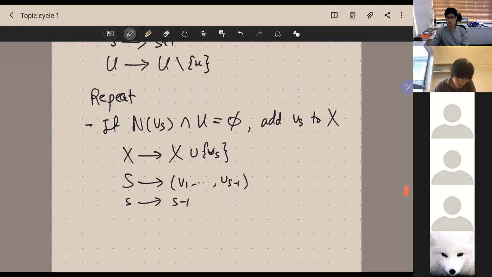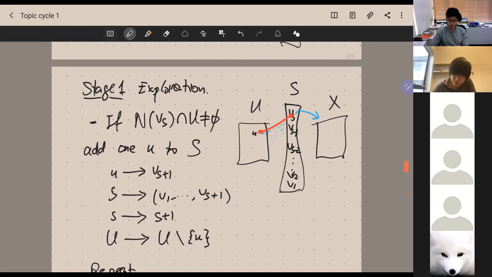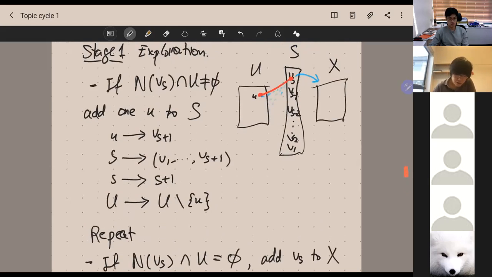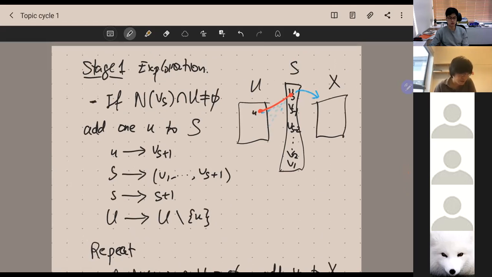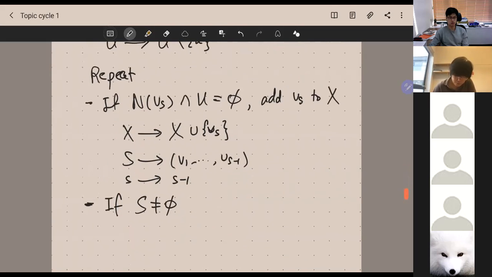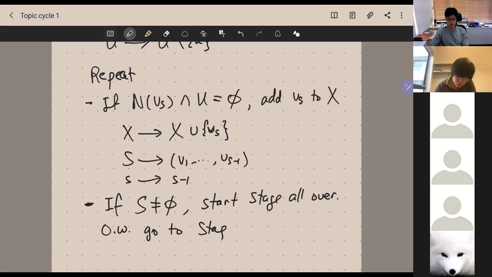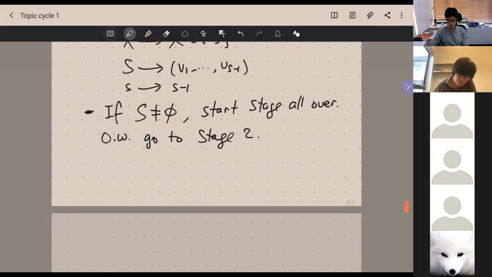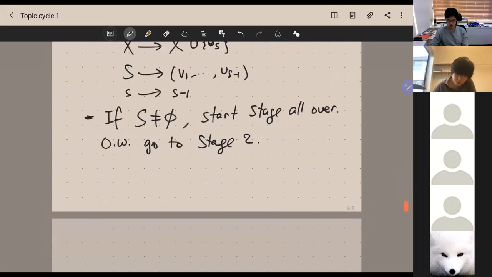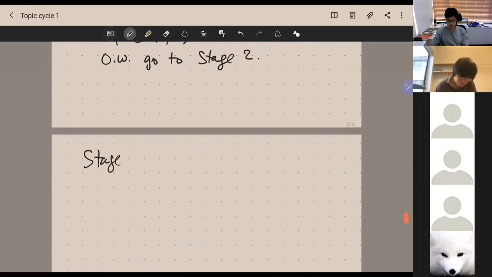When we do this, the third case is whenever the stack is now empty, we're going to repeat stage one, the exploration, from the very beginning, and keep doing this. Otherwise, go to stage two. Stage 2, new components.